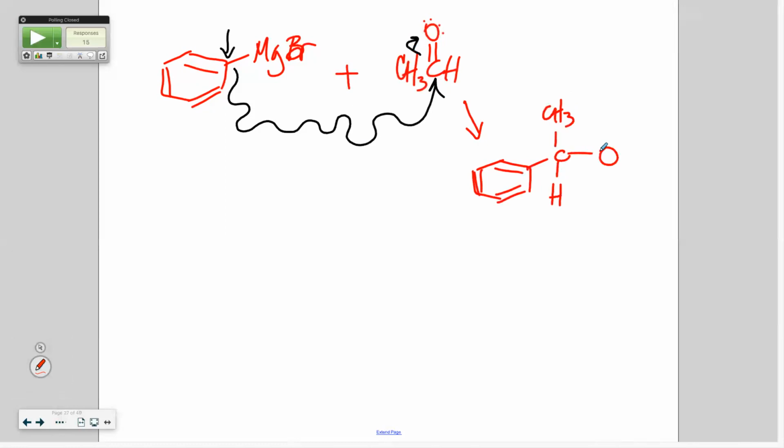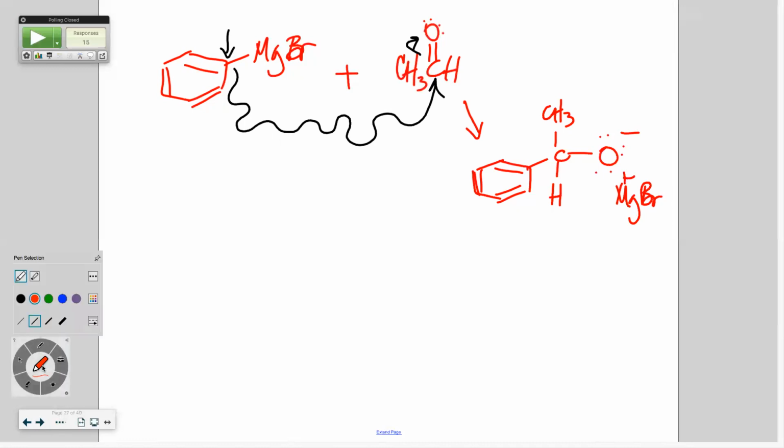Okay, what else do I need? What does the O get? A negative, because it has how many lone pairs on it now? 3. What's the counterion? MgBr plus. This is actually formed in the reaction. Okay. And then after that part is done, and it takes about a half an hour to do that part, making the Grignard takes sometimes a couple hours. Okay, then you will add your acid.